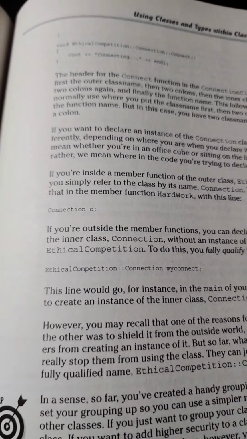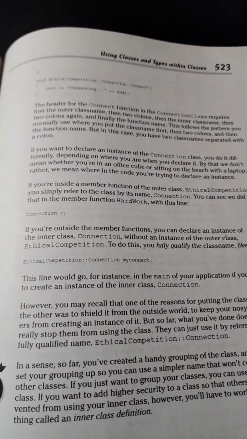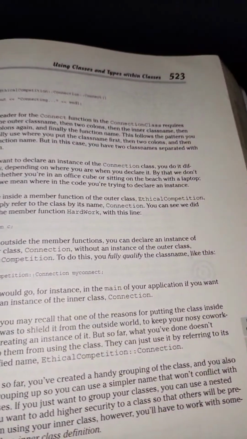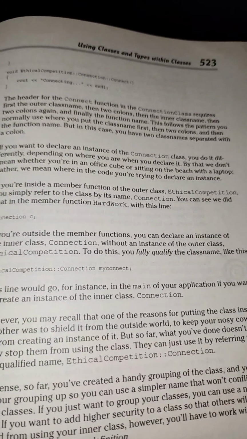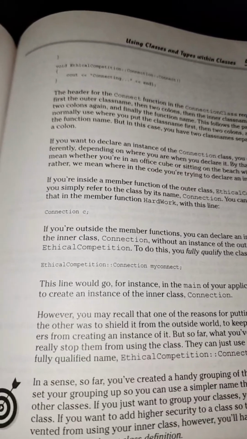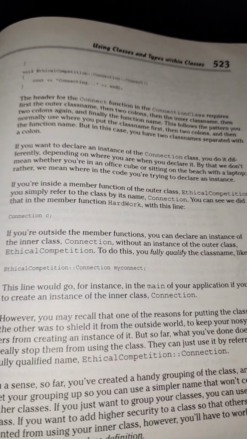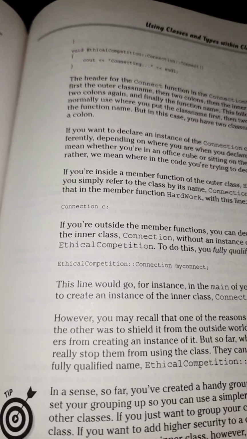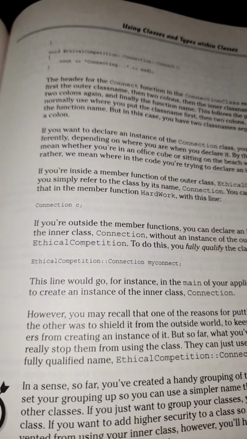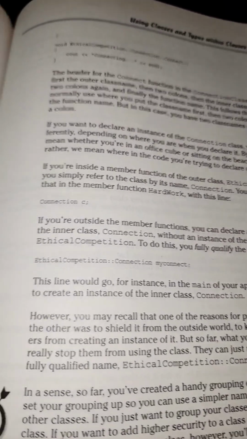Connection C. If you're outside the member functions, you can declare an instance of the inner class Connection without an instance of the outer class, Ethical Competition. To do this, you fully qualify the class name like this: Ethical Competition::Connection myConnect. This line would go, for instance, in the main of your application if you want to create an instance of the inner class Connection.